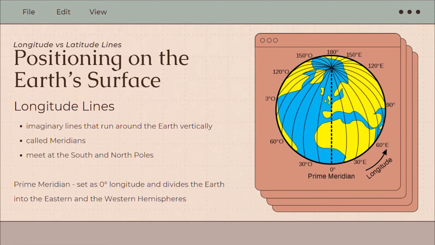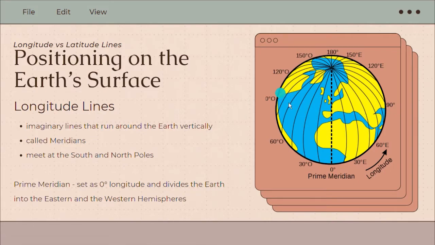Positioning on the Earth's surface. The difference between longitude and latitude lines. Longitude lines are imaginary lines that run around the Earth vertically. These lines are called meridians, and they meet at the south and north poles. Longitude is an angular measurement, and we express it in degrees. We measure the distance around the Earth as 360 degrees, and each meridian measures 1 degree of longitude. Therefore, there are 360 meridians.